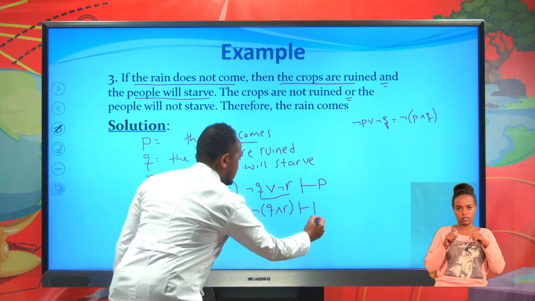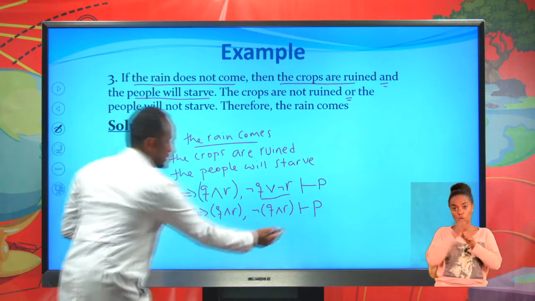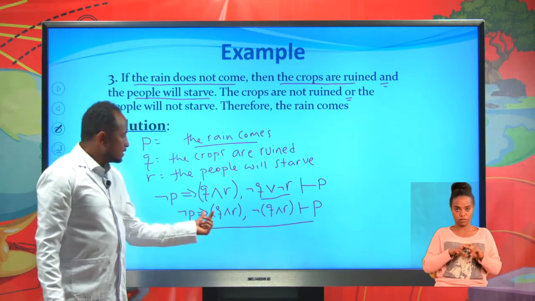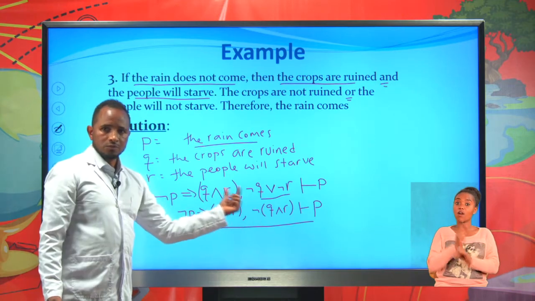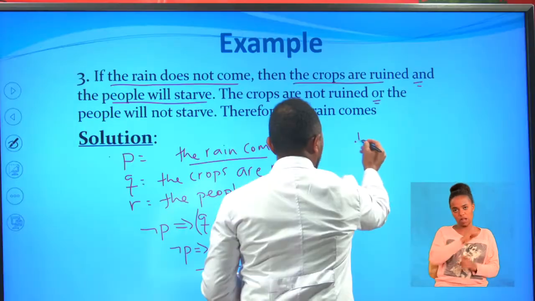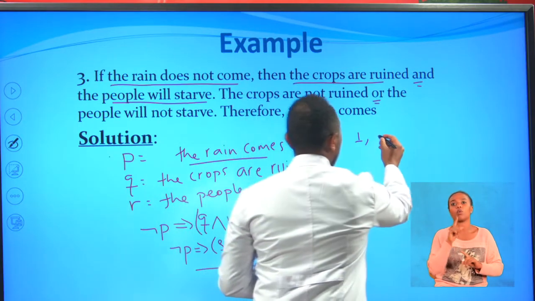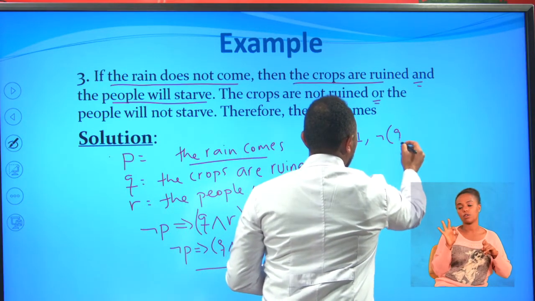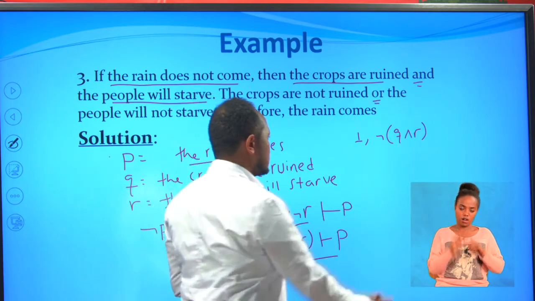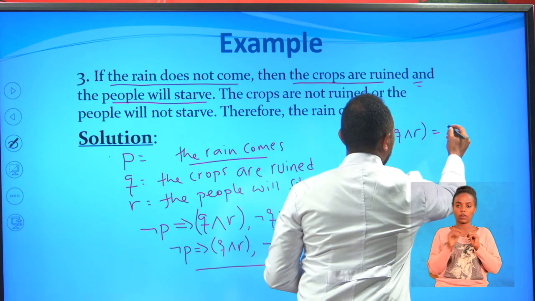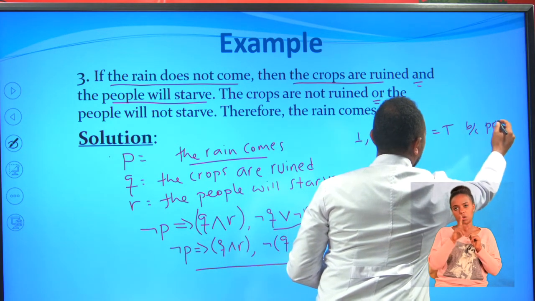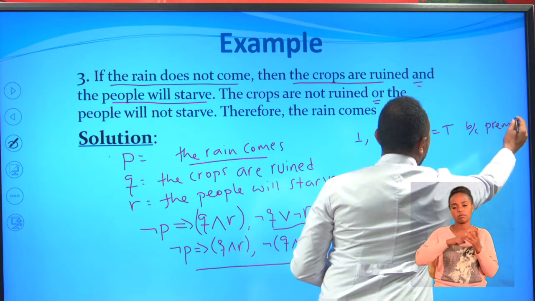Therefore, the conclusion is P. Okay, so we have this argument form. To check its validity, we assume the premises to be true. So let's take the first one: negation of Q and R. It is true because it is a premise.